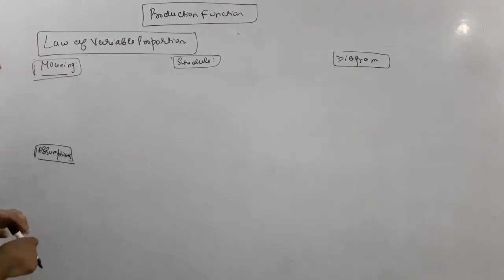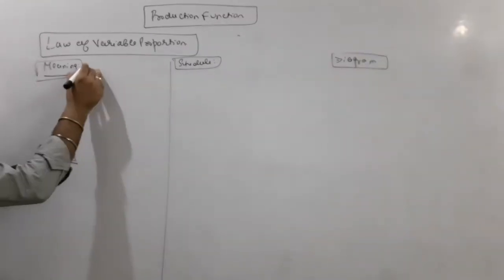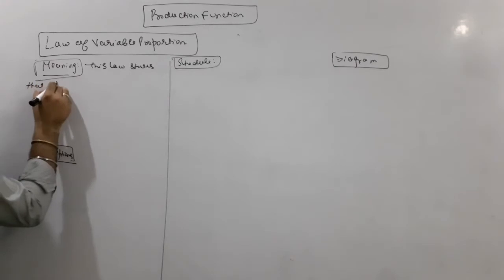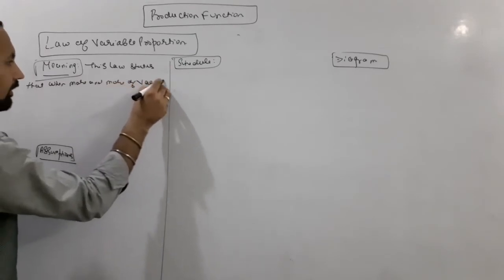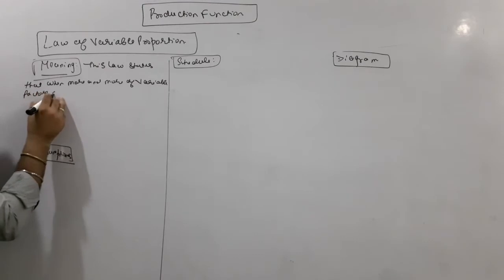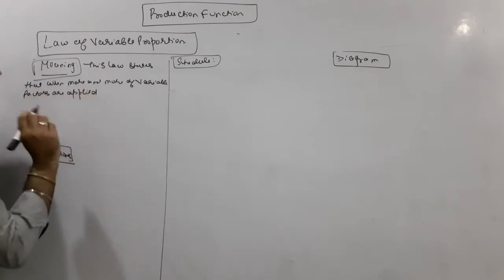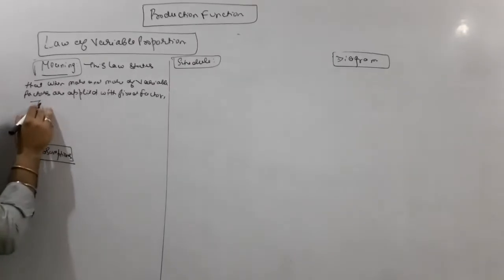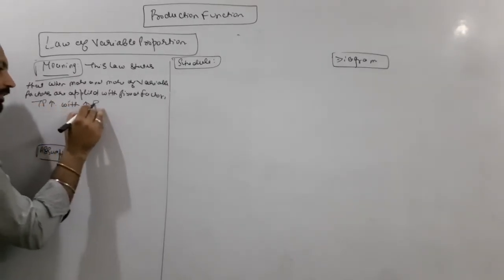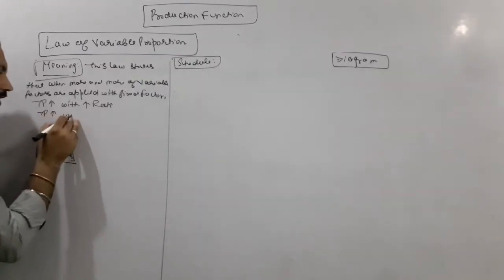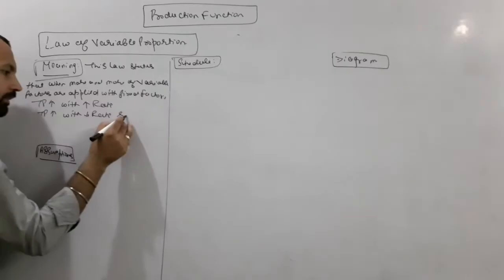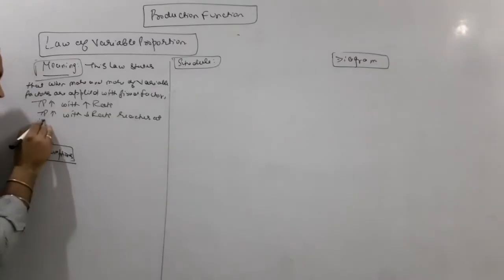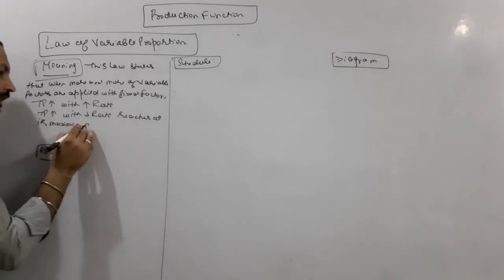First of all, the meaning of the law. What does the law of variable proportion mean? It is quite easy. This law states that when more and more of variable factors are applied with a fixed factor, TP increases with increasing rate, TP increases with diminishing rate, reaches its maximum and starts falling.